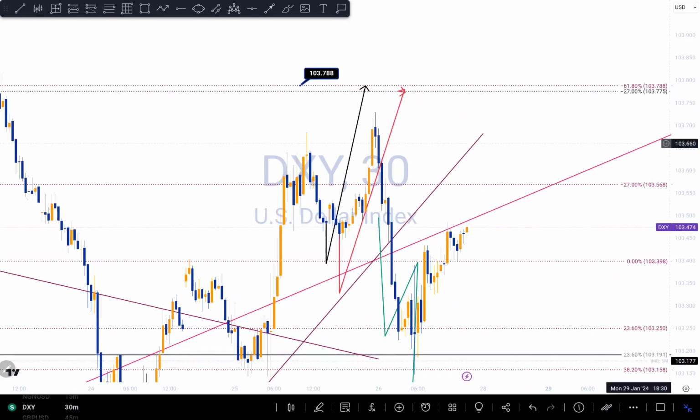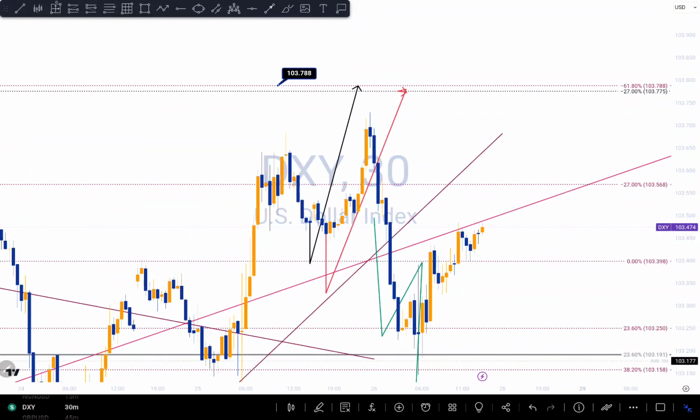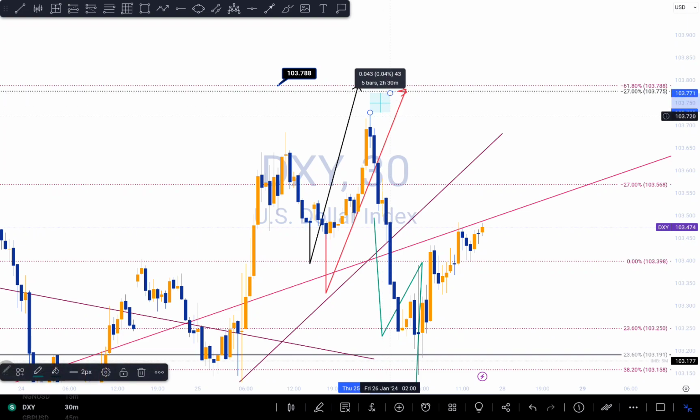We had just a few pips to my TP. If I measure from here to where my TP is, about 43 pips to my TP, which is fine, right?